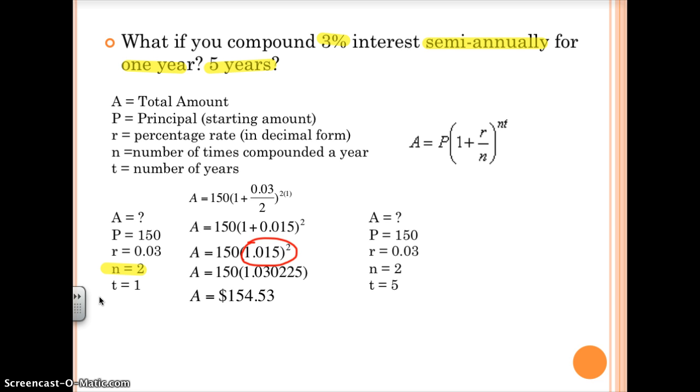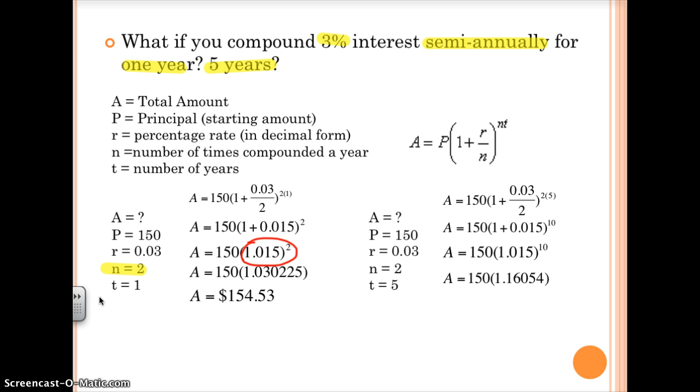Let's look at if we did this for 5 years. Now we're changing t to 5. So our formula is set up the same as it was in the first part, only now it's 2 times 5 in the exponent. Simplify inside that fraction. 2 times 5 is 10 for the exponent. Add inside the parentheses. Take 1.015 to the 10th power and round it, or if you keep that number in your calculator, just hit times 150 as soon as you're done with that. And we had a total of $174.08.